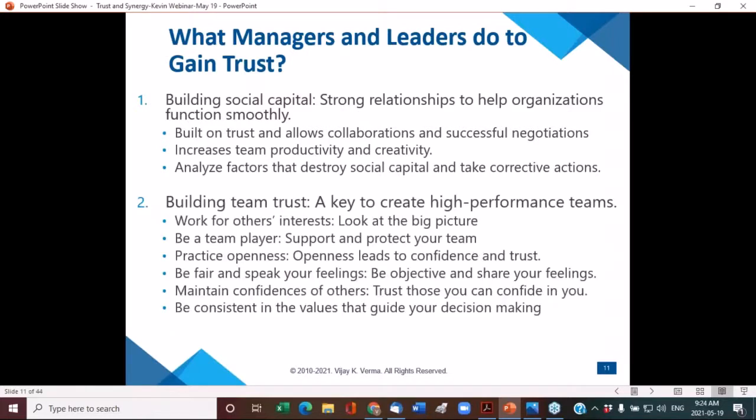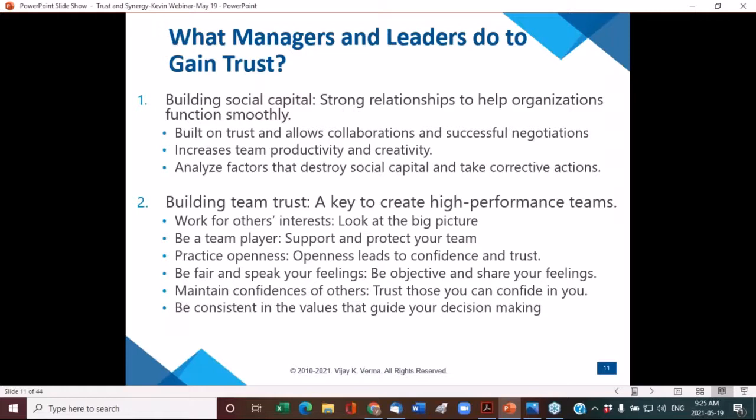Building team trust is key to creating high performance teams. You need to work for others' interests, look at the big picture, be a team player, practice openness, and be fair and speak your feelings. That's very important. When you have trusting relationships, you should be open enough and bold enough to just share your feelings, whether you are angry, whether you are upset or anything like that. And when everybody can talk adequately, the trust will increase.